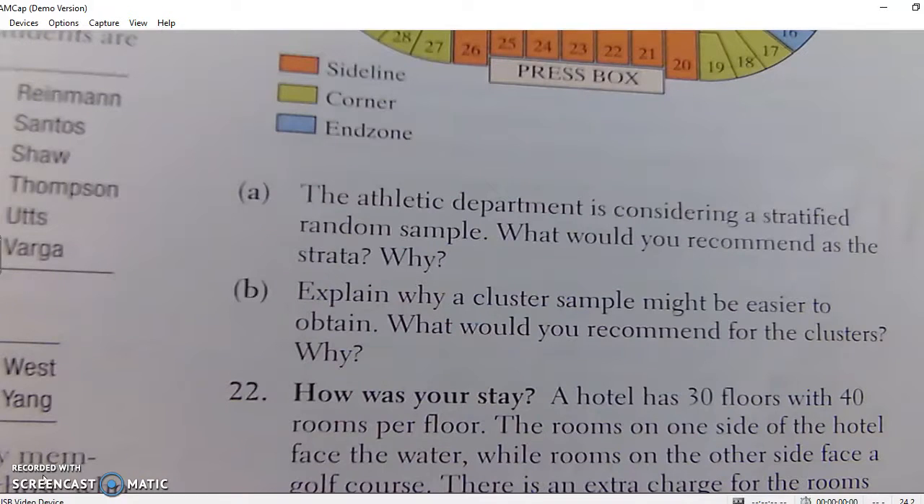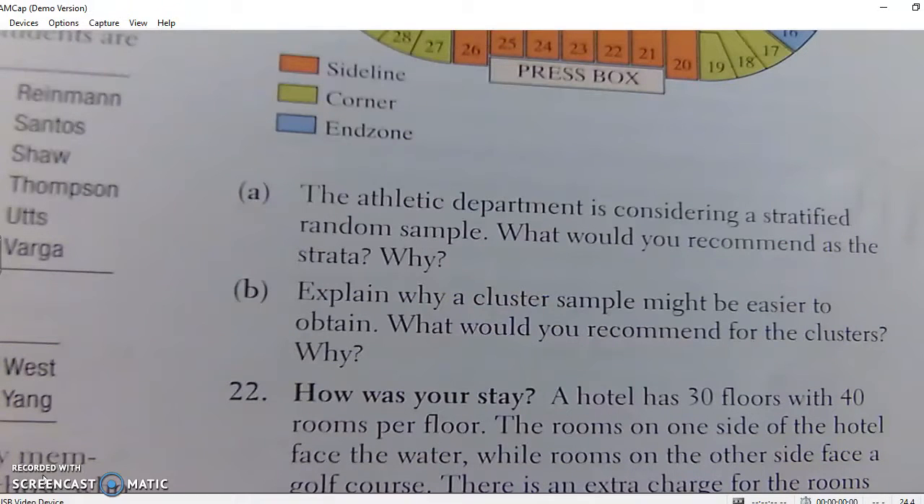Well, a good strata for this example would probably be dividing the population into your different types of seating. So whether or not you have sideline, corner, or end zone. Why does this make sense? People sitting in the sideline probably paid a similar price as well as a corner and people sitting in the end zone. So that's your similarity. How much did they pay for the ticket?